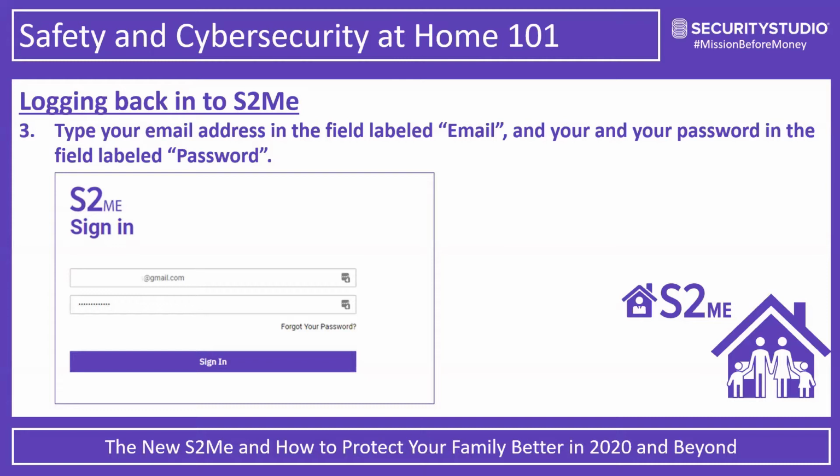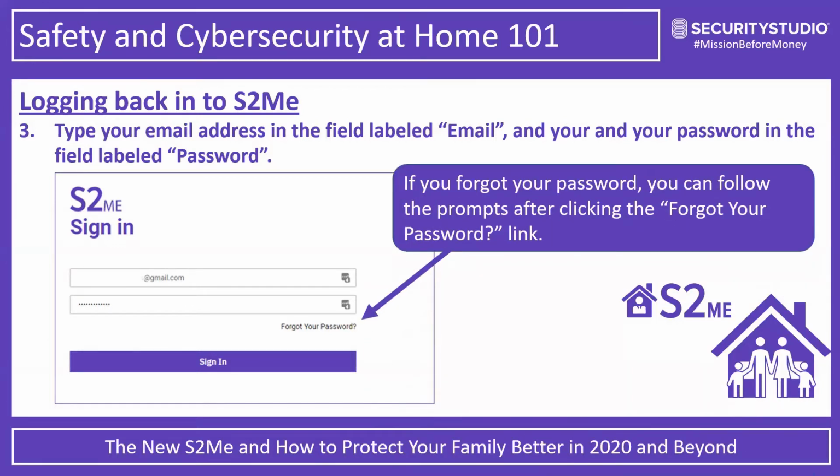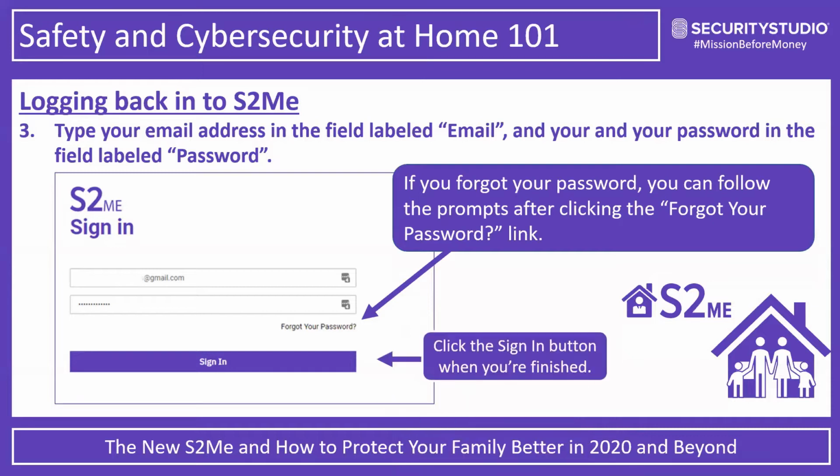Now, if you chose to do two-factor SMS authentication, you'll see another screen. If you forgot your password, click that. It's a simple process, 2-3 steps, and you'll get a password. It'll go to your email, so you'll have to check your email and have access to your email to go ahead and reset that password. And then click the sign in button, and that's it.